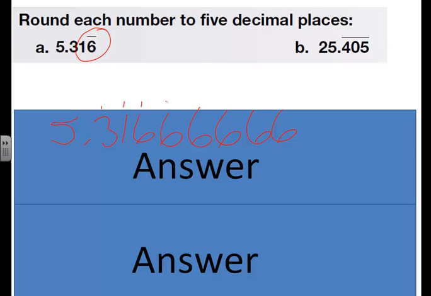So is this 6 right here higher than 5 or lower than 5? It's higher than 5. So we're going to round this one here up to a 7. So our answer should be 5.31667. Let's see if that's right. It is. So 5.31667. Let's look at B. B is 5 decimals also.